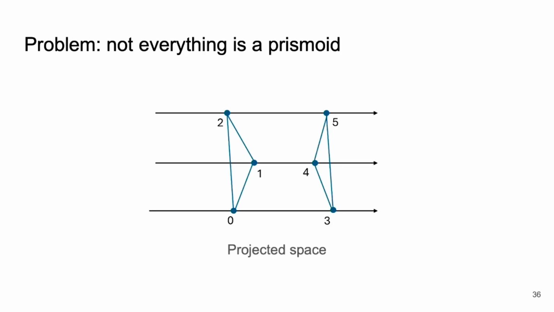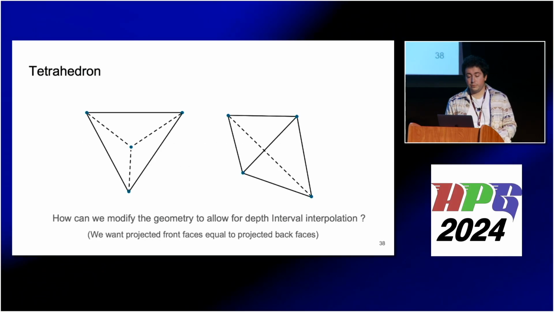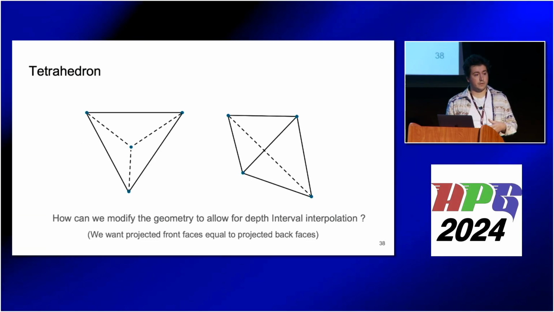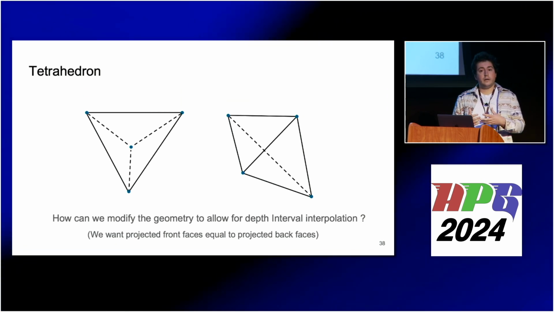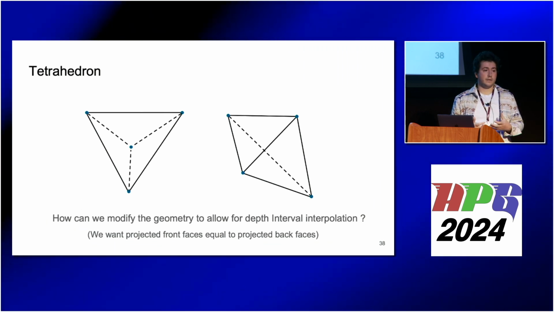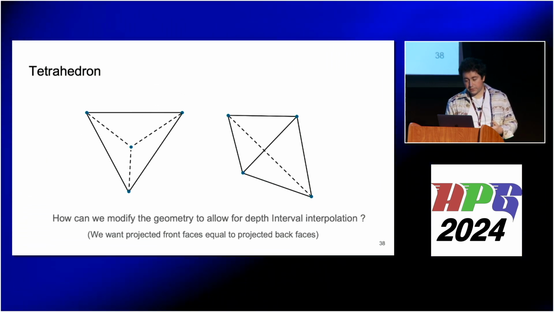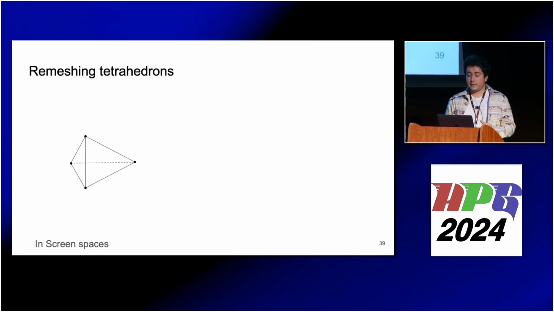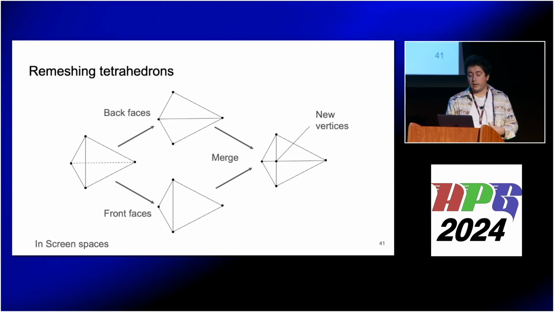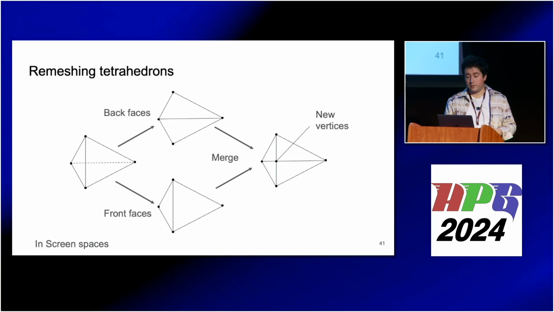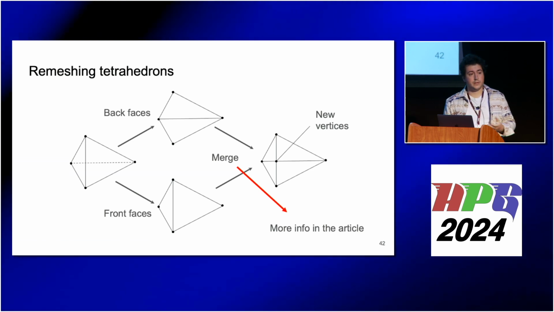So now we have a big problem. Not everything is made of prismoids. And so now I'm going to explain how we can generalize that to the tetrahedron. To generalize that to the tetrahedron, we have to reformulate a bit what we want as properties for our mesh. Basically, we want to remesh the tetrahedron such that for each front face, we have exactly 1 back face. And to do so, actually, it's not that difficult. You have to separate the front and back faces, and then you have to recombine them in a merging operation that will create new vertices, new edges, and new triangles. You can find more information about this merging operation in the article.